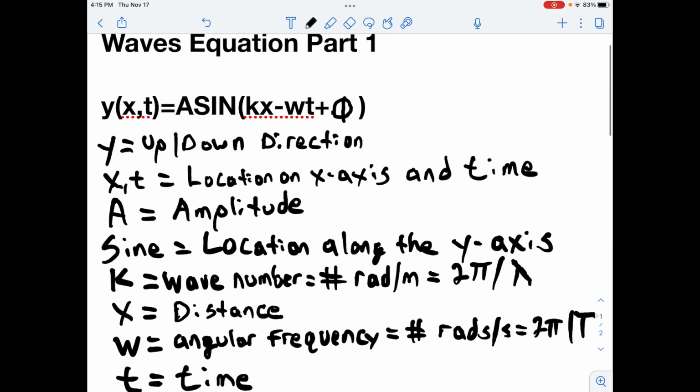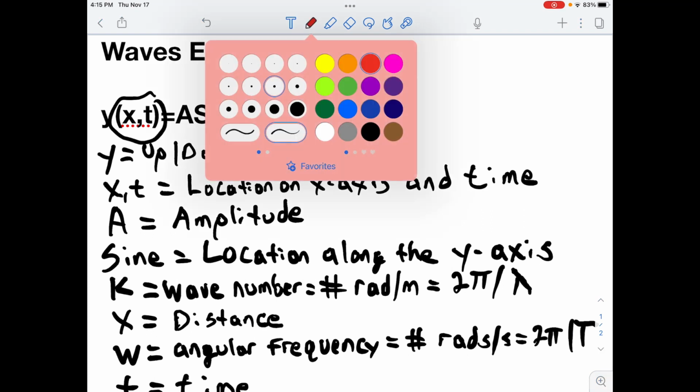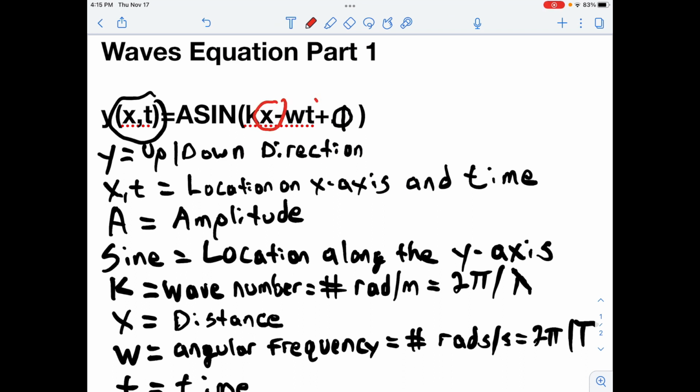One thing I want to caution you on a test, when they give you X or T, don't plug X or T in here as well. You only plug X or T into these two areas. It looks kind of confusing at first. You may be tempted to plug it in here. If you do, you'll mess the whole equation up. That's simply an expression of the function of y.